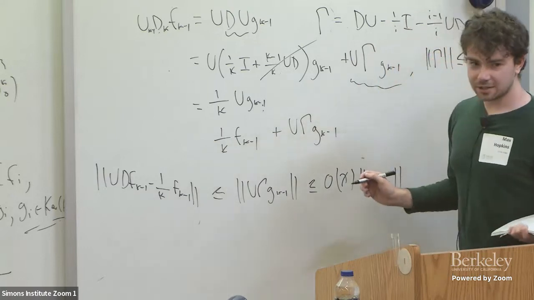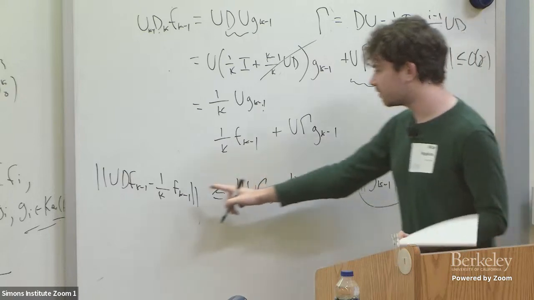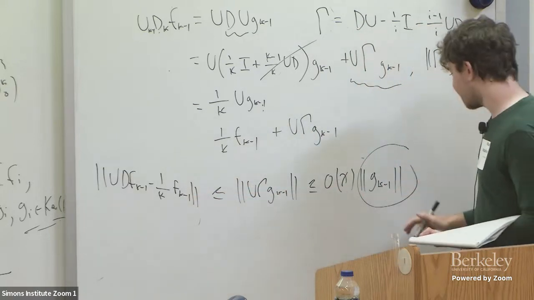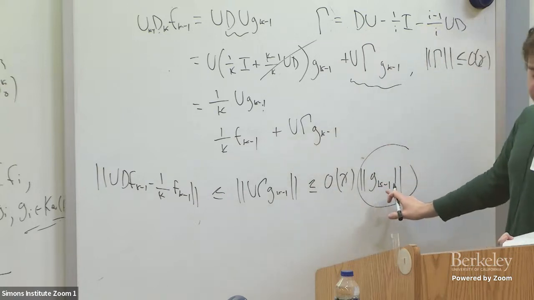So we're almost done, except I have a problem, which is that I wanted to get error in terms of f_{k-1}. And I have, yeah, Dor. Oh, 2 minutes, got it. I think I just have time to finish this. I have error in terms of g_{k-1}.